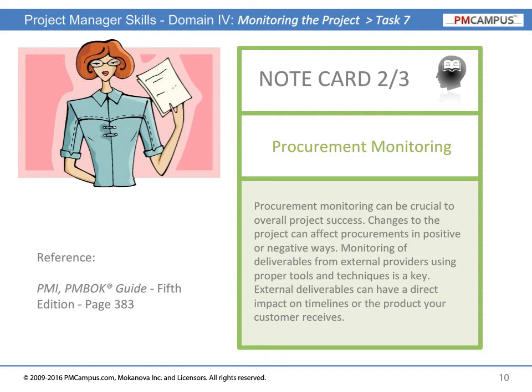Procurement Monitoring. Procurement monitoring can be crucial to overall project success. Changes to the project can affect procurements in positive or negative ways. Monitoring of deliverables from external providers using proper tools and techniques is key. External deliverables can have a direct impact on timelines or the product your customer receives.